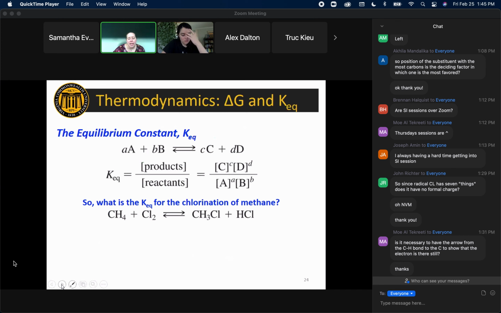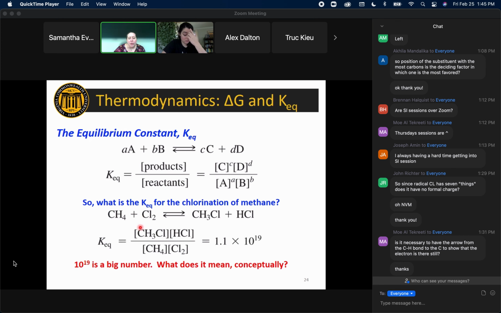So what is the KEQ for the chlorination of methane that we just talked about? Well, if this is the overall reaction, in this case, we're lucky we do have a stoichiometry of 1 to 1 to 1 to 1, right? So when we write out the KEQ, we have the concentration of the products multiplied by each other, divided by the concentration of the reactants multiplied by each other. And the KEQ for our reaction, the chlorination of methane, is 1.1 times 10 to the 19th. That's a really big number.